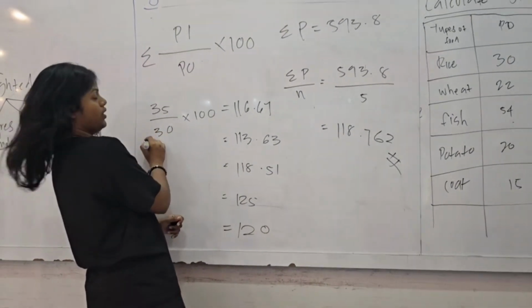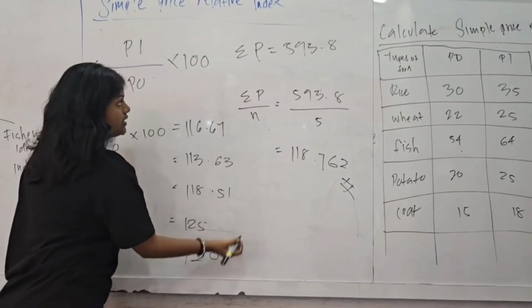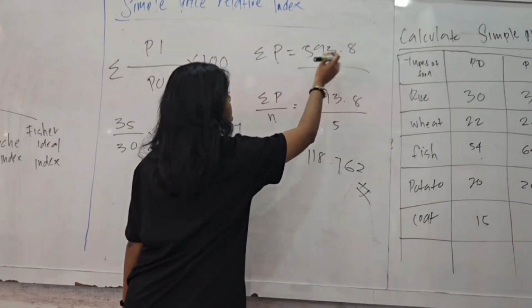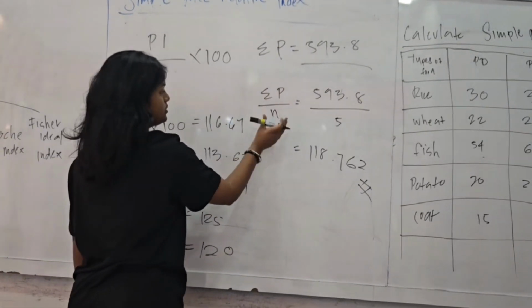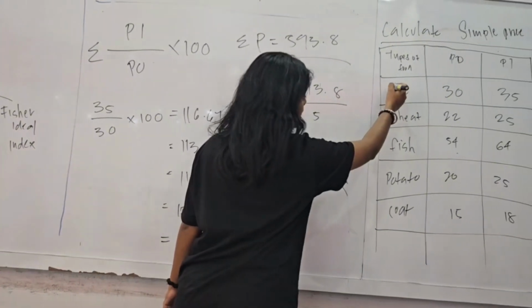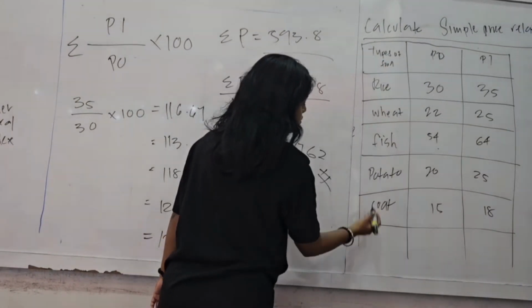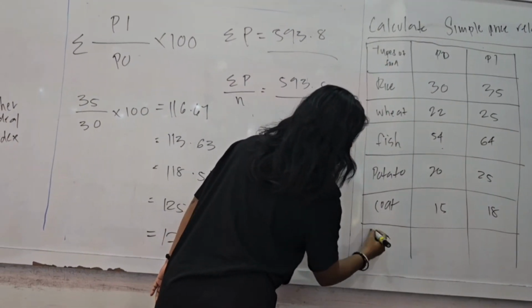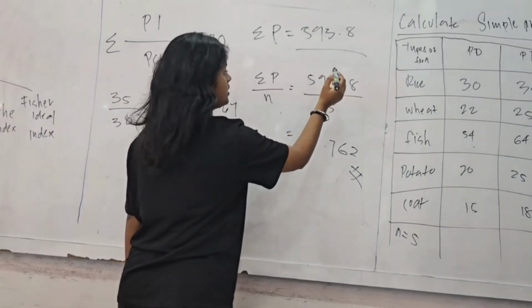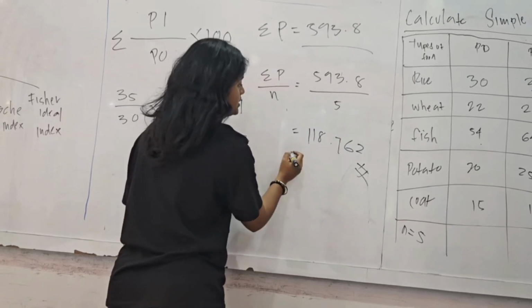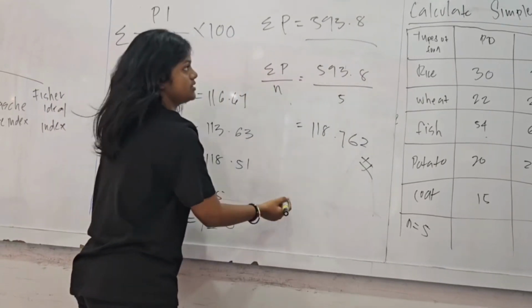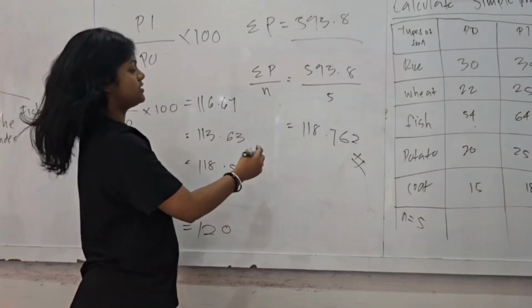So I will show only one method here. The total answer is 593.8, the summation of P. So the other method is the summation of P over N. The N is the total types of food. The total types of food is 5. The N is 5. So 593.8 over 5. The total answer is 118.762. So this is the calculation of the simple price relative index.